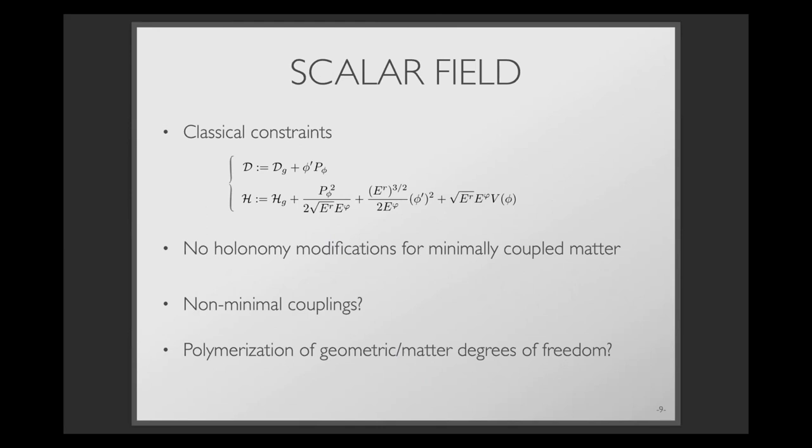There is a quite general argument showing the impossibility of including holonomy modifications in the presence of minimally coupled matter fields. That is, when there is no dependence on triad derivatives nor curvature in the matter part of the constraints. Nonetheless, we try to bypass this argument by considering more generic relations. In fact, it may well happen that matter and geometric degrees of freedom develop some non-minimal couplings as one approaches a quantum regime. And in addition, one could expect polymerization, usually carried out only for the geometric degrees of freedom, to affect some of the matter variables.